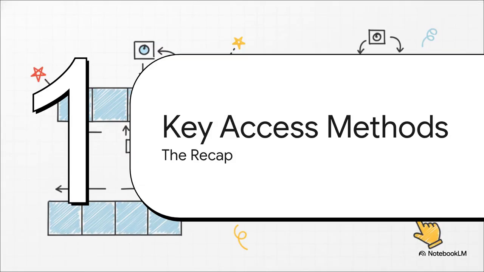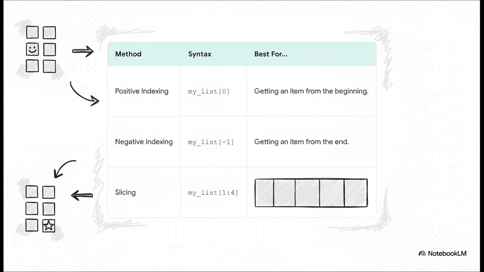Wow, we have covered a lot of ground. So let's pull into the final station and do a quick recap of the 3 powerful tools you now have in your toolkit for getting at any element in a Python list. This little table here is your new cheat sheet. It really boils it all down. If you need something from the beginning of the list, use positive indexing like mylist[0]. If you need an item from the end, especially that last one, negative indexing with mylist[-1] is the fastest and cleanest way. And of course, whenever you need a whole chunk of the list, slicing with that start-stop syntax is your go-to move.